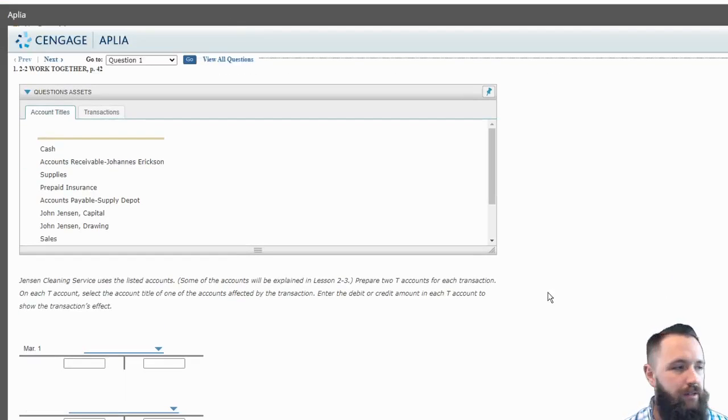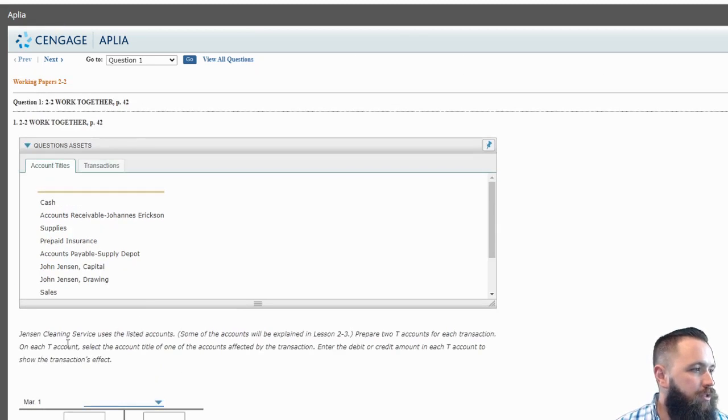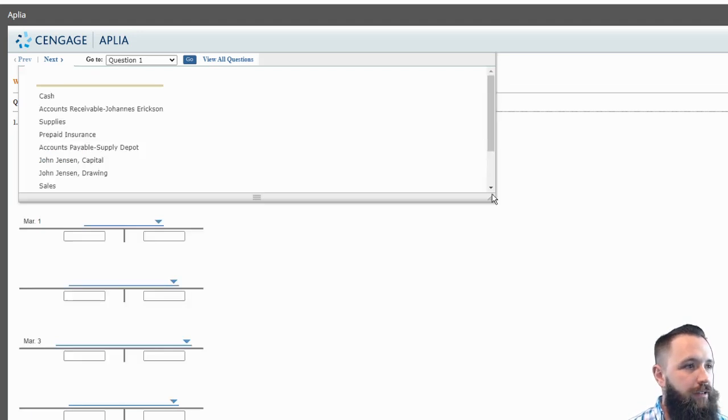Let's see what they're asking us to do. It says, Jensen Cleaning Service used the listed accounts. Some of the accounts will be explained in lesson 2.3. Okay, so here's our chart of accounts. Prepare two T accounts for each transaction. On each T account, select the account title of one of the accounts affected by the transaction. Enter the debit or credit amount in each T account to show the transaction effect.